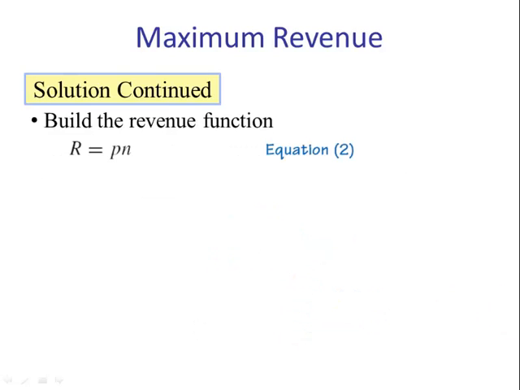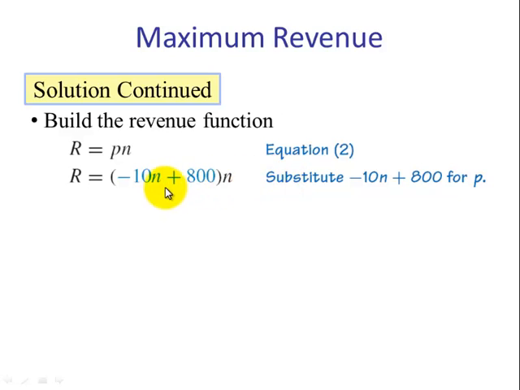To build the revenue function, we will use substitution and substitute the expression negative 10n plus 800 for P. Our next step is to distribute the n, and we have R is equal to negative 10n squared plus 800n. So we see that this is a quadratic function.